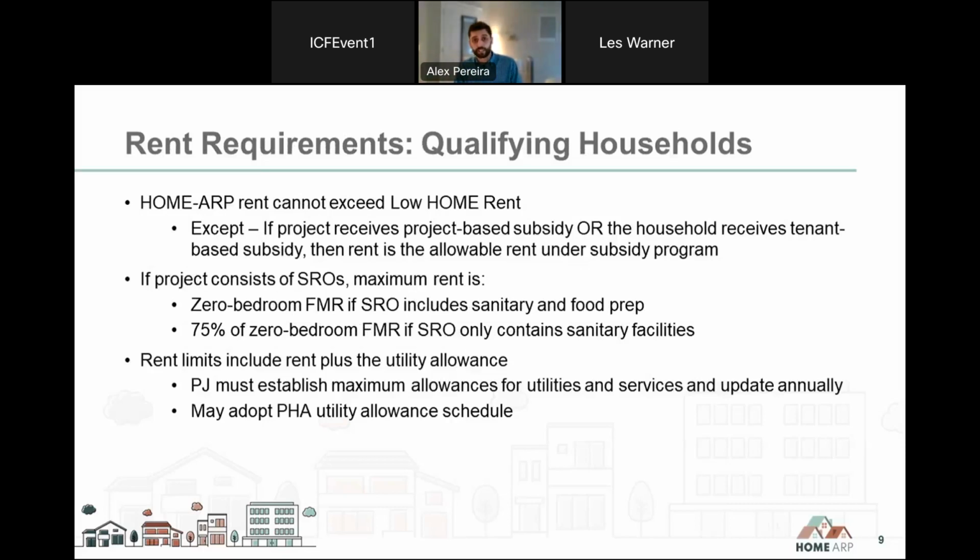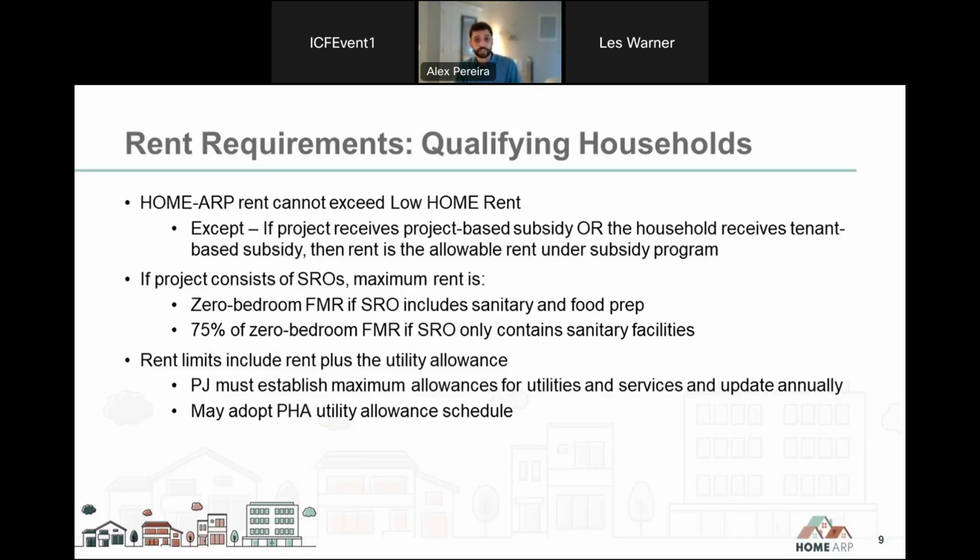So let's talk about rent requirements now for qualifying households specifically. So for QP units, the HOME-ARP rents cannot exceed the low HOME rent. The exception to that is if that QP unit receives project-based subsidy, or if the household occupying that unit receives tenant-based subsidy. In those two cases, the contract rent for that unit may be allowed to go over the low HOME rent to meet whatever the amount is allowable under one of those subsidy programs.